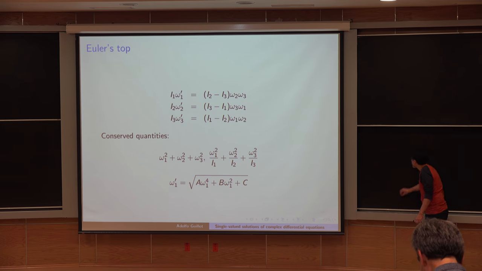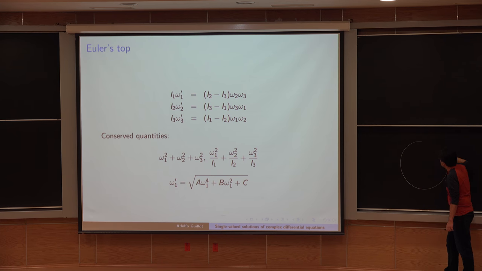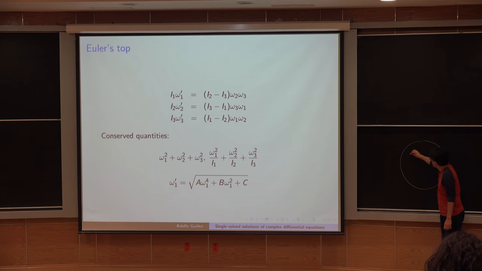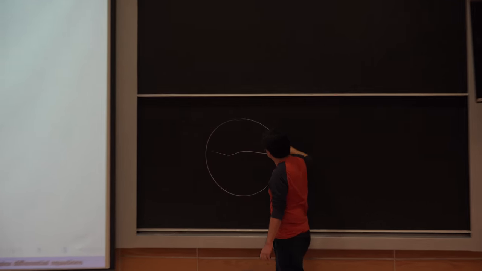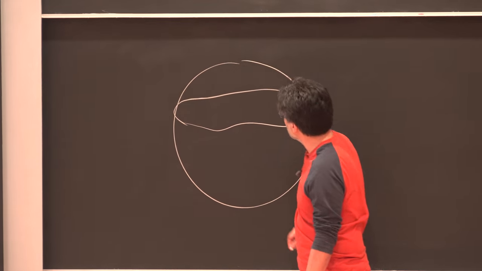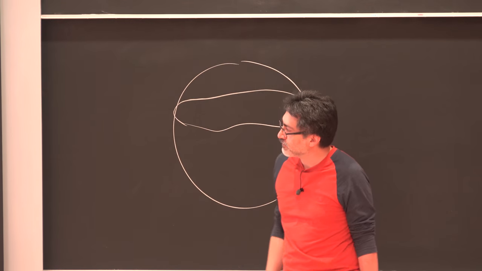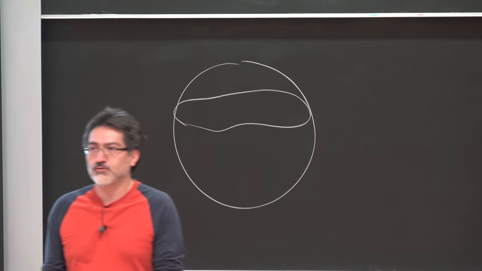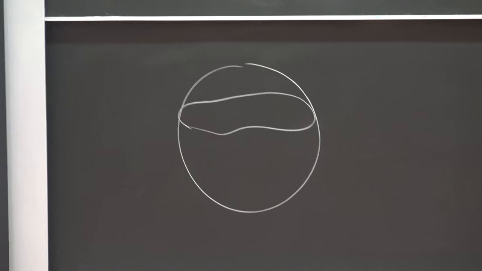So the motion of this angular momentum takes place along the intersection of a sphere in dimension 3 with an ellipsoid. So in general, it will be given by some periodic orbit. And these sort of equations, we did not really know how to integrate.